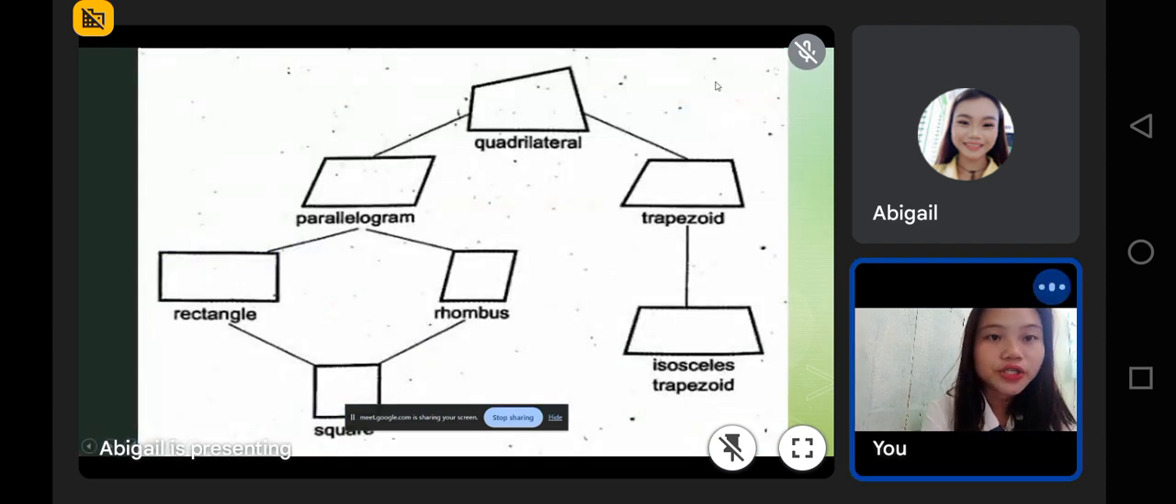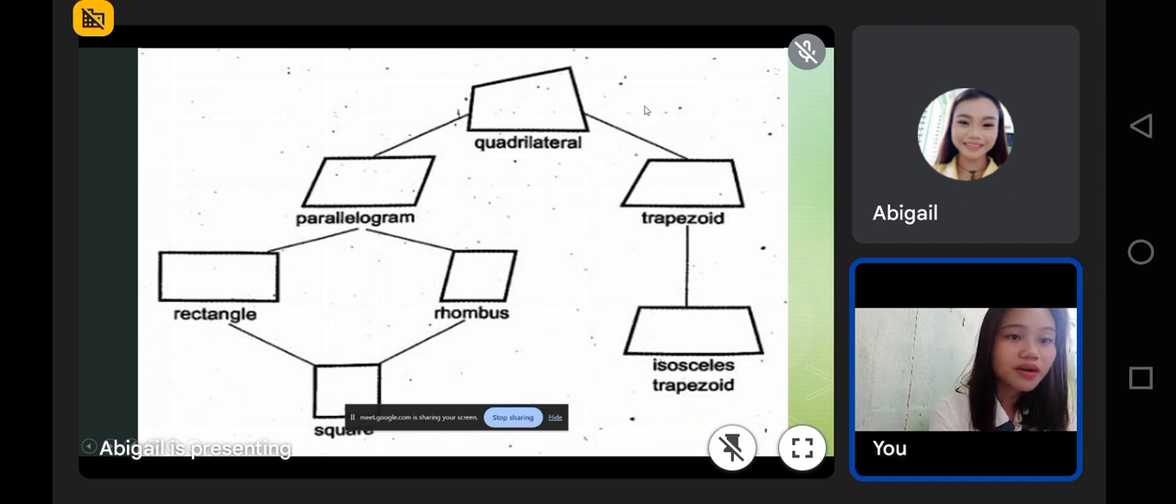Here in the picture, there are pictures that show quadrilaterals: the parallelogram, the trapezoid, the isosceles trapezoid, the rectangle, the rhombus, and also the square.